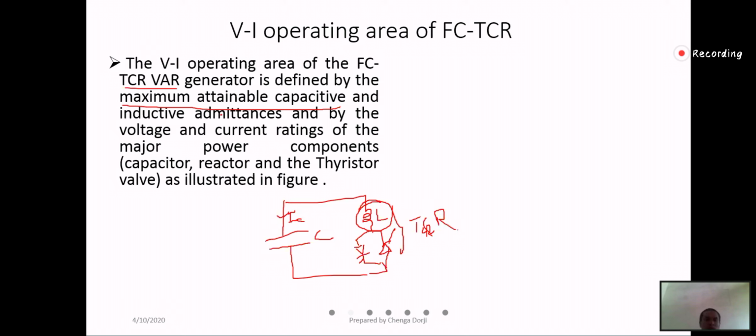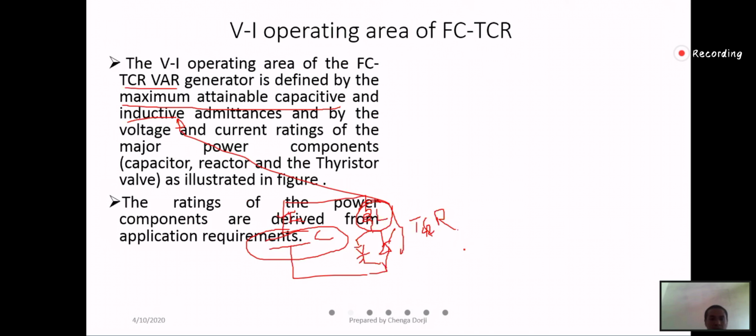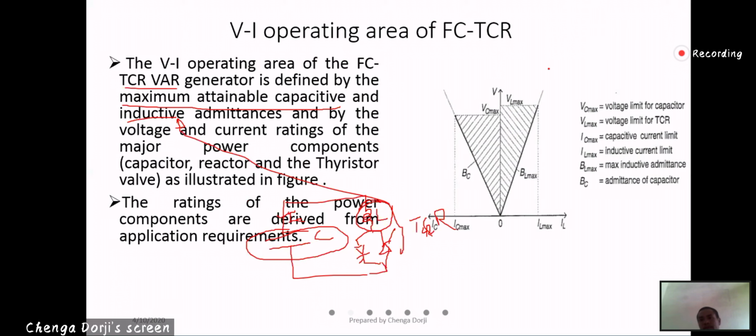Okay, so now the operating characteristics are defined by the maximum attainable capacitive and inductive admittance. Capacitive admittance is because of this capacitance. Then inductive admittance is because of this inductor. And by the voltage and current ratings of the major power components. So the ratings of the power components are as per this. So this is what we have. This area is for inductor. For TCR we already had maximum admittance. Then this is your capacitive one.